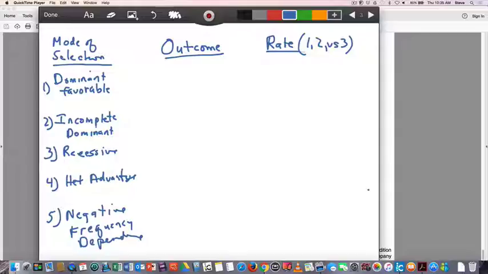So for the rate, you only want to just kind of say, for just the top three, the dominant, favorable, incomplete dominant, and recessive models. Yep. Huh? Number for heterozygous advantage. Het advantage over dominance, either one.